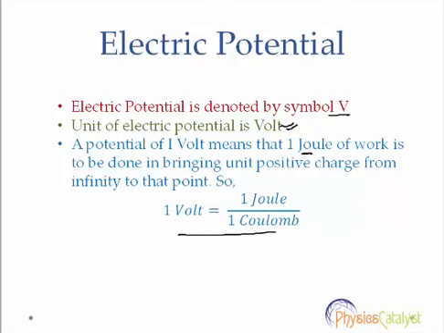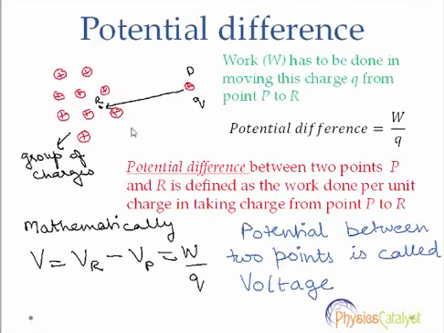Now again consider this figure where a charge q is placed at a point P. This charge q at point P experiences a force exerted by the group of charges. Now you want to move this charge from point P to point R, and in doing so work has to be done. This quantity W upon q is called the potential difference between points P and R. So here we can define the potential difference between two points P and R as the work done per unit charge in taking the charge from P to R. Mathematically, we have V = VR - VP = W/q.